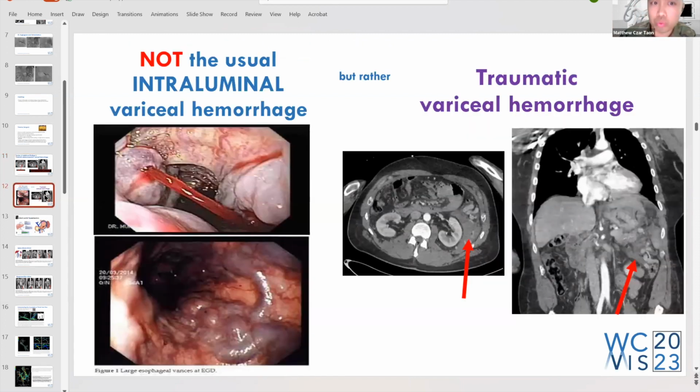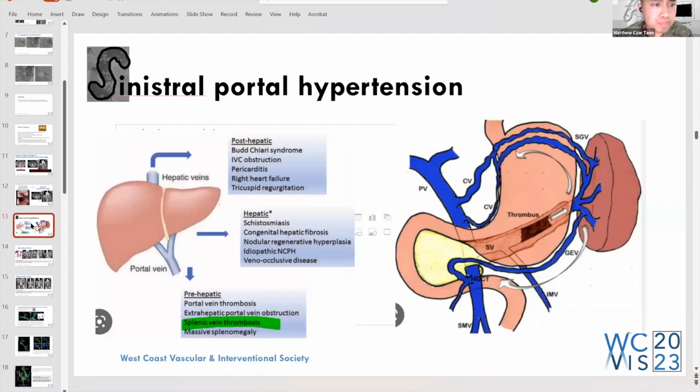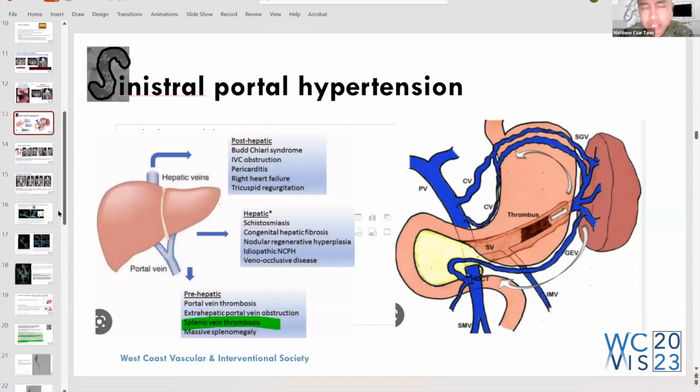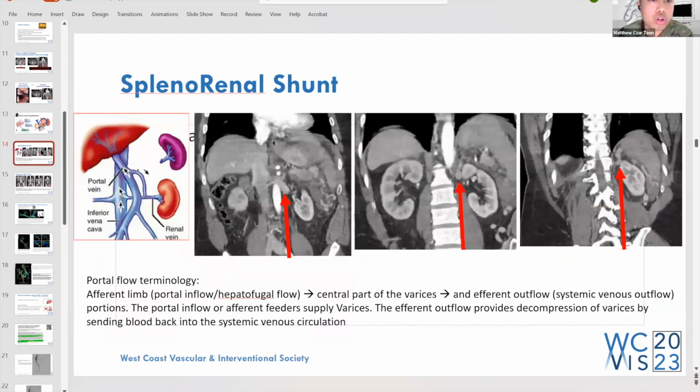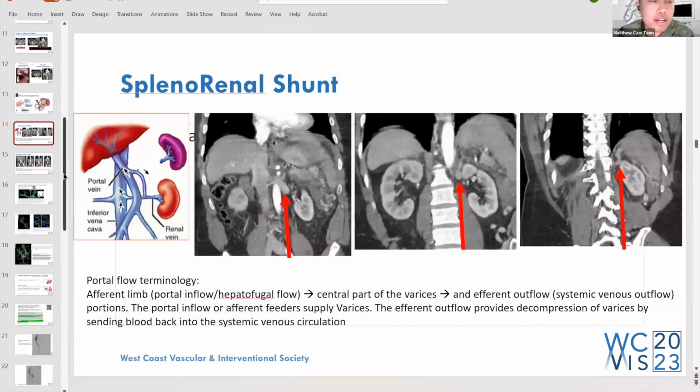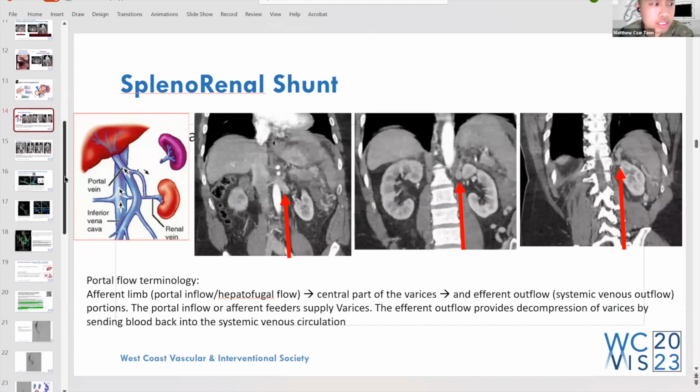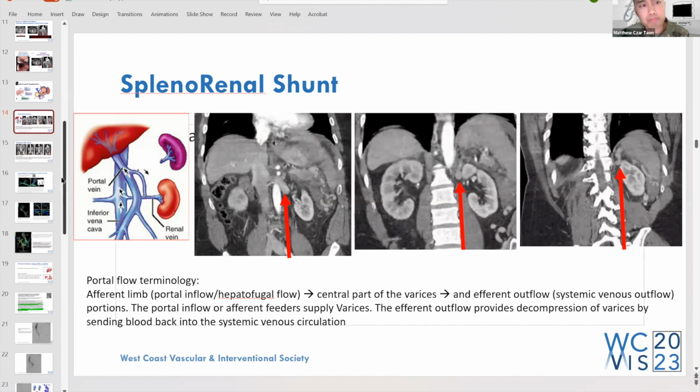Now, this differs from the usual intraluminal variceal hemorrhage. Usually when we think of varices, they're bleeding into the lumen of the bowel, as you can see here on the screen left. But this is highly concerning for traumatic variceal hemorrhage. And although the patient did have some consideration of cirrhosis, we were more concerned about sinistral portal hypertension. We could see the splenic vein occlusion. We could see the splenomesenteric varices. So we decided to go with a CARTO, coil-assisted retrograde transvenous obliteration.